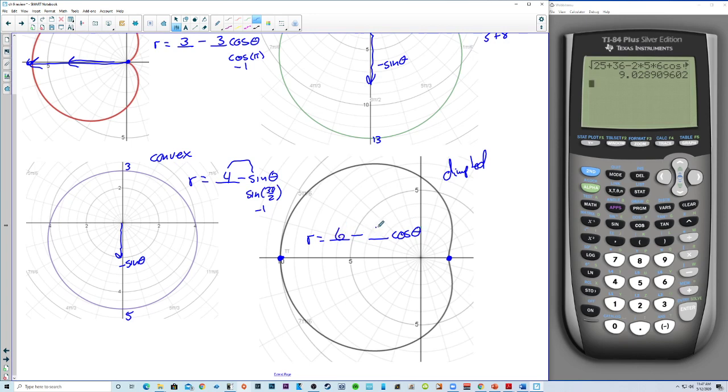So 6 and 4. 6 and 4 add to 10. But over here, when cosine is 1, you're going to have 6 minus 4. Over here, cosine of 0 is 1. You're going to have a difference of 2. So the equation is r equals 6 minus 4 cosine of theta.